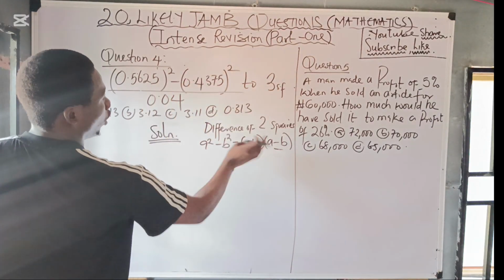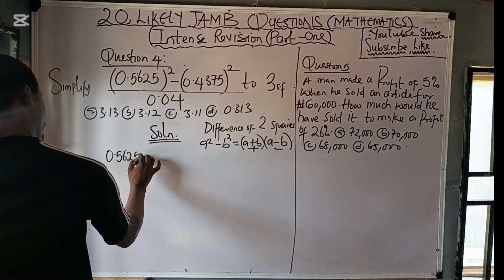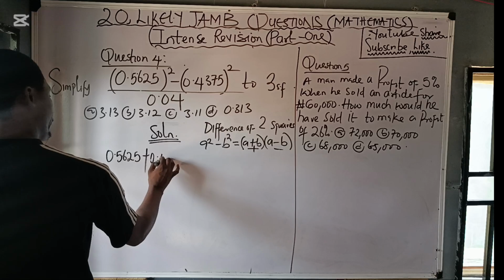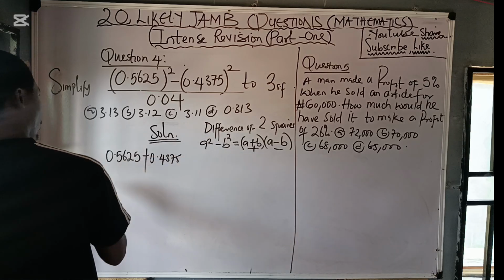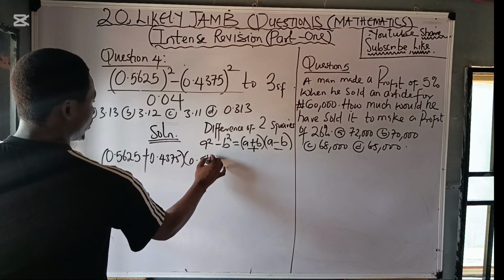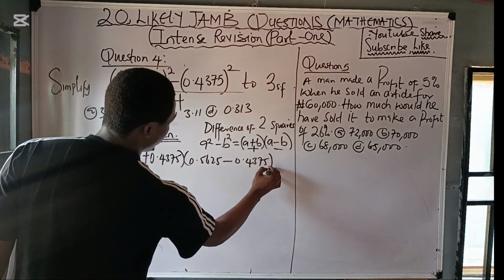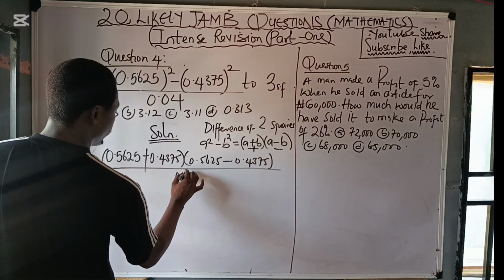Then in the second bracket, I'll put what? Minus. So you have 0.5625 plus 0.4375, okay, in one bracket. Then in the other bracket, 0.5625 minus 0.4375 in the other bracket, all over 0.04.